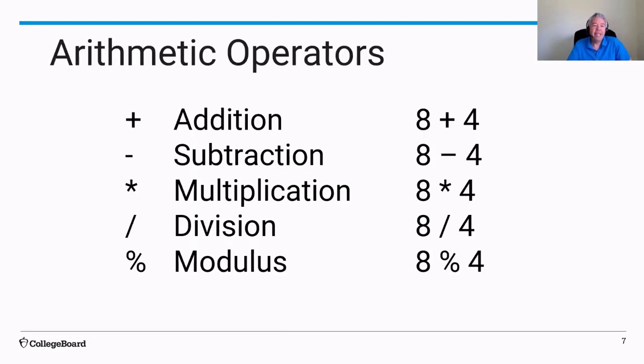There are 5 basic arithmetic operators in Java. There's the plus sign for addition, minus sign for subtraction, multiplication, division, and then there's this new one, and this is not percent, this is modulus. What modulus does is it gives us the remainder of a division problem. So if I'm doing 8 modulus 4, 8 divided by 4 would be 2 with a remainder of 0. So 8 modulus 4 is going to give me 0. We'll talk more about that in a minute.